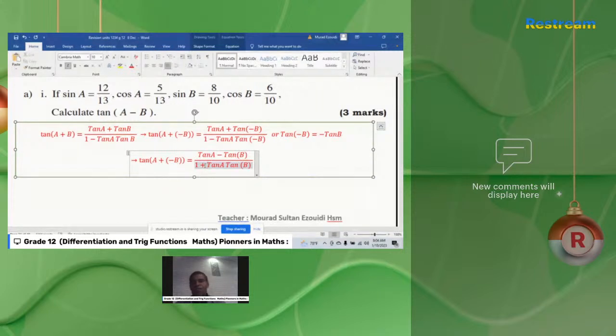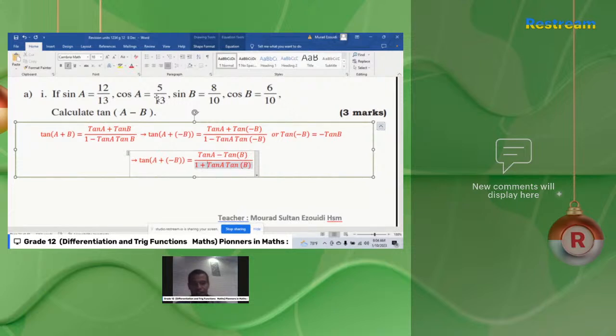Therefore, learners, you can see that tangent of A is sine A over cosine A. It will be 12 divided by 5. You can write your answer as a decimal or as a fraction. So we are going to write 12 over 13 divided by 5 over 13. So it will be 12 divided by 5, and 12 divided by 5 is 2.4.